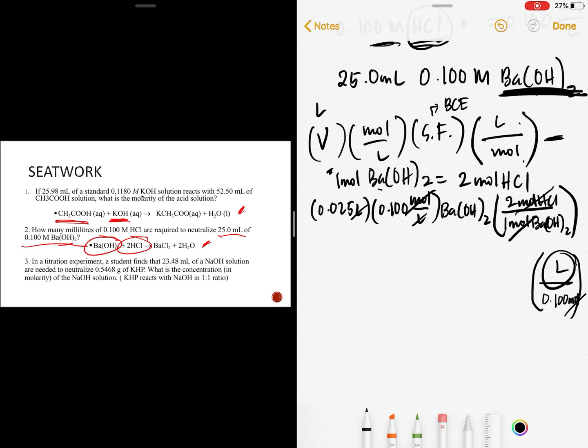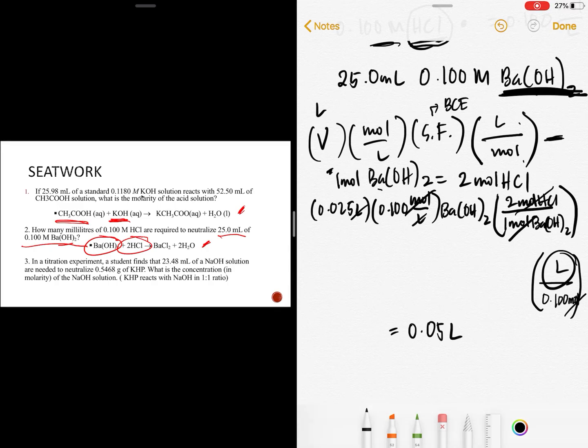So, 0.025 times 0.1, input yan sa calculator, times 2 divided by 0.1. Wait, let me input again. Nagkamali ako ng input. 0.1 times 2 divided by 0.1. Ayan. So, the answer here is 0.05 liter.